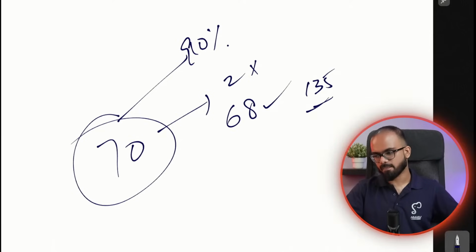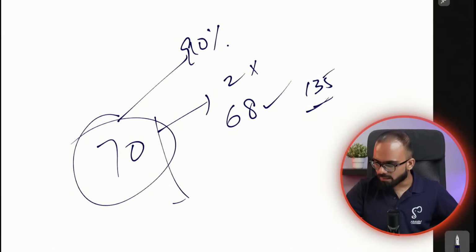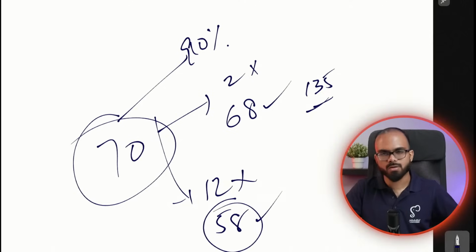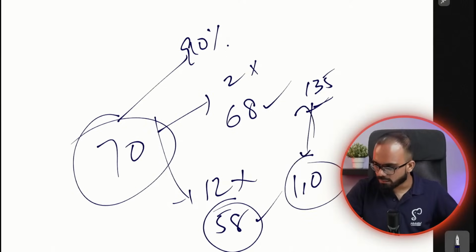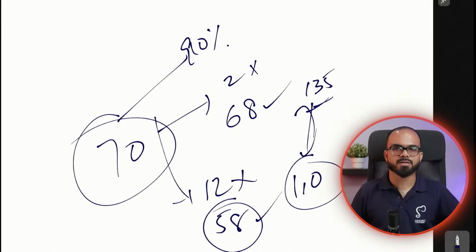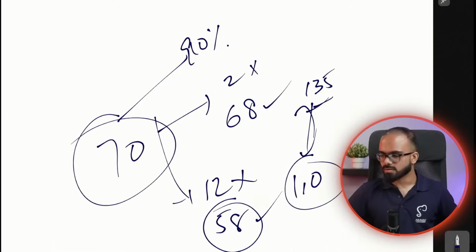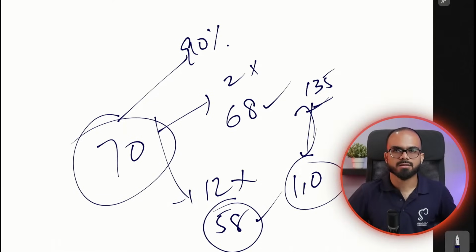135. In the same 70 questions, you have 12 questions wrong. What is your score? 58 are correct, 12 questions are wrong. What is your score? 110. See the difference? See the matter of accuracy. Yeah, thank you so much, dear. So, this is how accuracy matters.